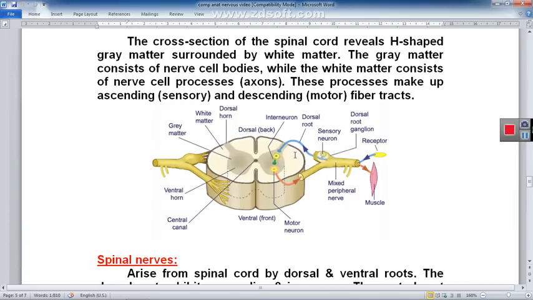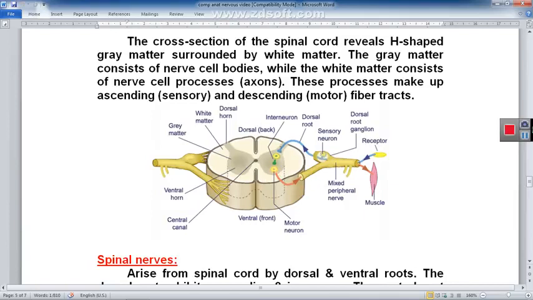The white matter, as we said, contains nerve fibers, meaning axons surrounded by myelin sheath, and that's why it's called white. These axons or nerve fibers are either descending from the brain to the body, and these are called descending motor axons, or descending motor nerve fibers. Or the white matter contains axons that are ascending from the body to the brain, and they are called ascending sensory axons, or ascending sensory nerve fibers.